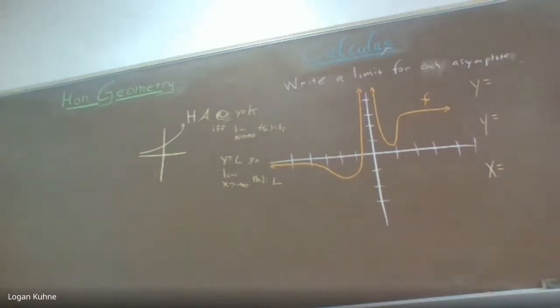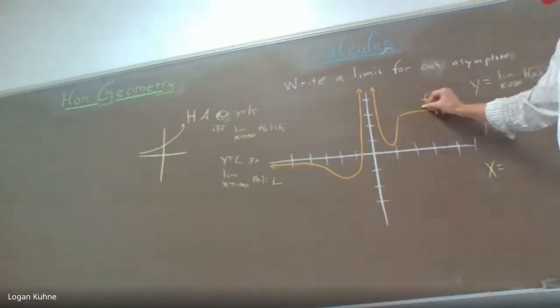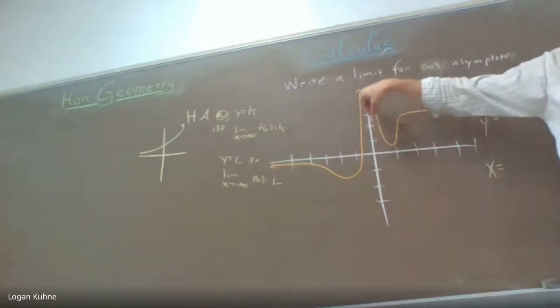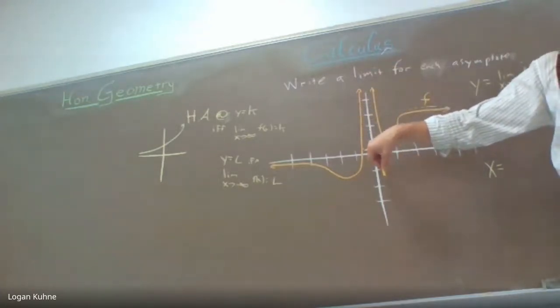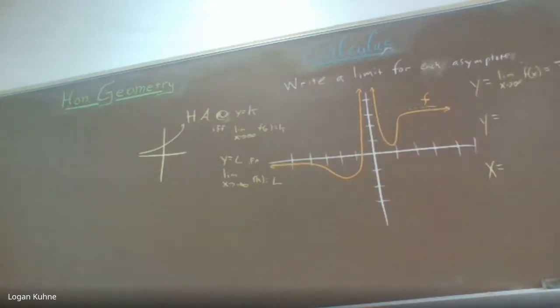Jonah, what'd you put down? Give me one of your asymptotes. So for this one, I can go 3. I heard 2.5. That's right. Does it matter that it broke? Nope, don't care about that, because we're just talking about as we're going towards infinity, what is it getting close to?